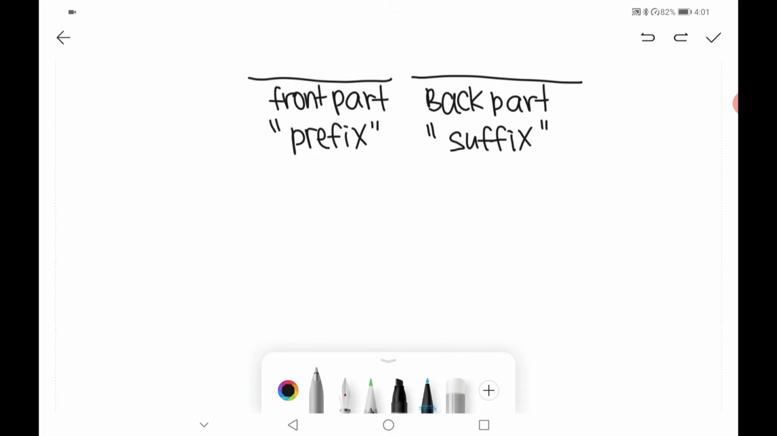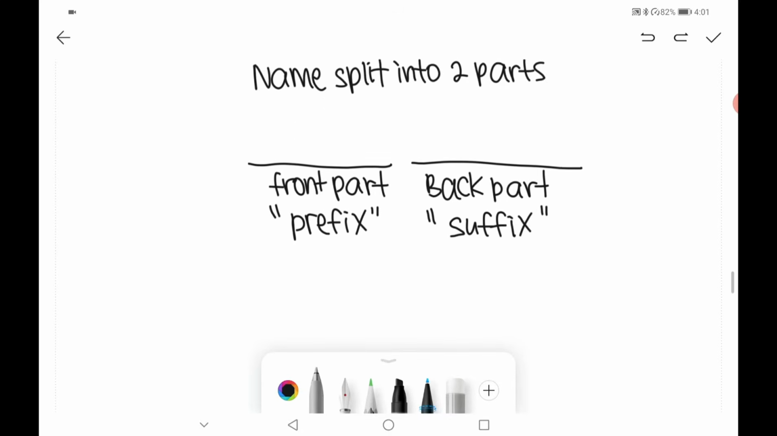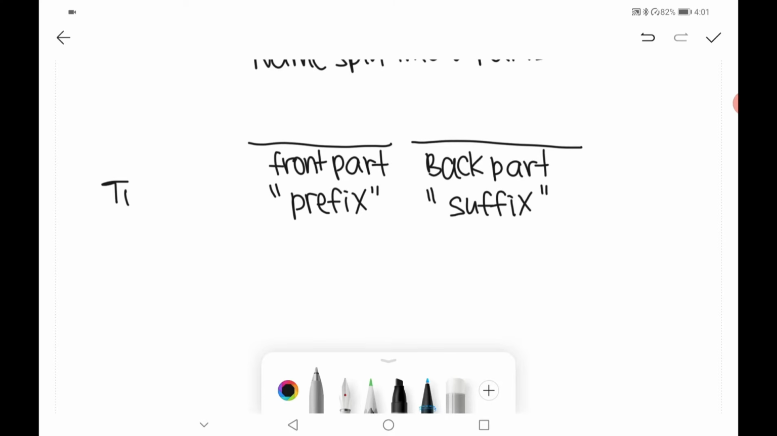All right. So we will start from the back part first. Always start the naming from the back part. So this is the tip.